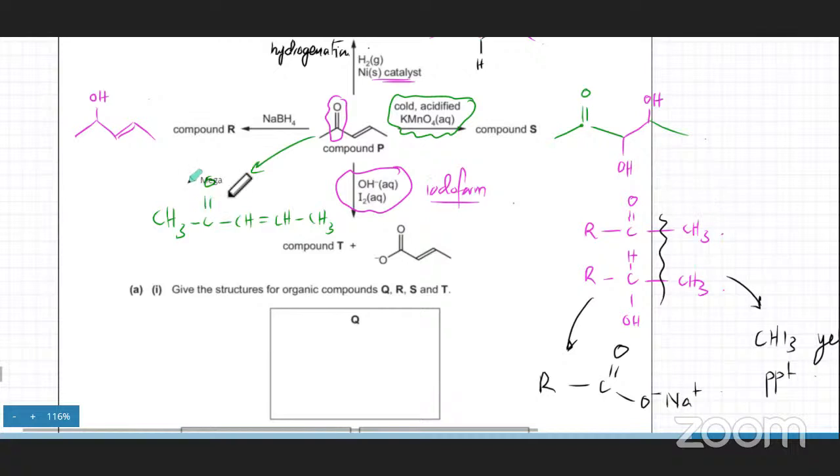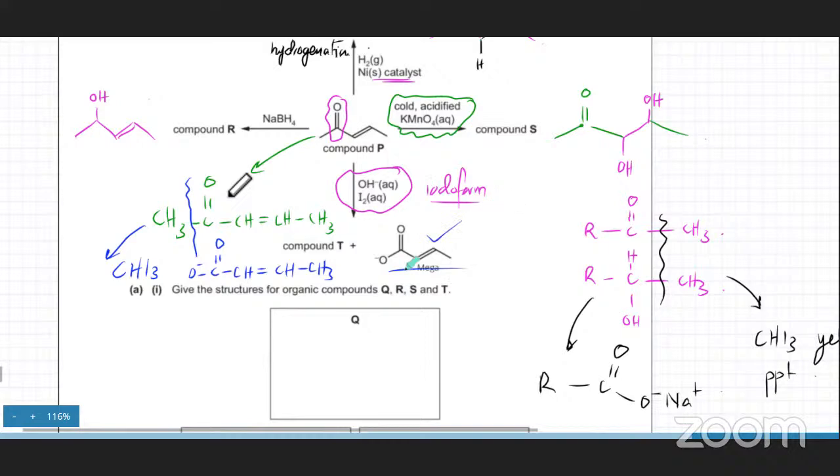So that means this part would break away and form a yellow precipitate of CHI3. And the other part would change into, I mean, they've already drawn that. It's going to change into a carboxylic acid. It's going to change into CH3, CH, double bond, then CH, then C double bond O, and O minus. A salt would be produced instead of the carboxylic acid, which is already shown over here.